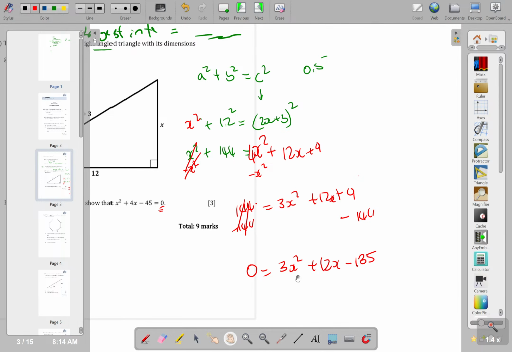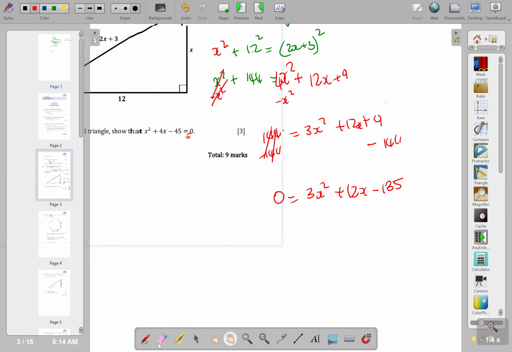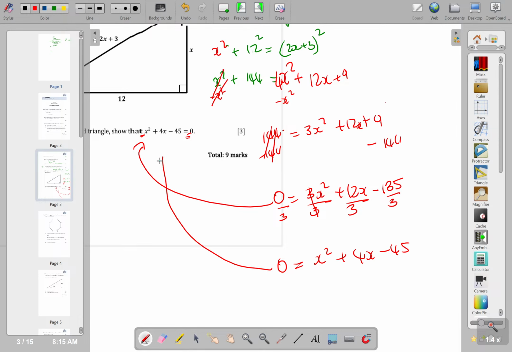Now, I've reached a stage where I'm like, okay, I'm good. But no, it doesn't look like this, does it? Then I asked myself, can I divide everything by 3? Because I need the constant here to be 1. If I divide this by 3, it makes it 1. But I can't do it to just one thing, I have to do it to everything. So if everything gets divided by 3, what does that give me? 0 equals x squared plus 4x minus 45, which is what they wanted you to show.